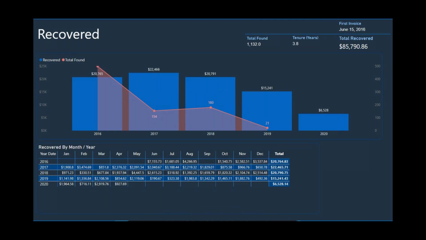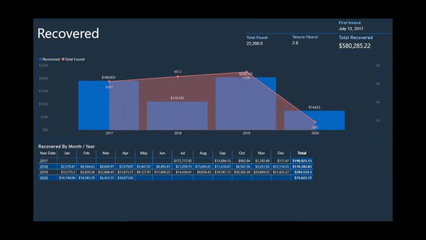This customer is in New Hampshire. This customer has found over 1,000 visits and recovered over $85,000. This customer in the state of North Carolina has found over 22,000 visits, formerly documented as sliding fee and self-pay, and has recovered over $580,000.